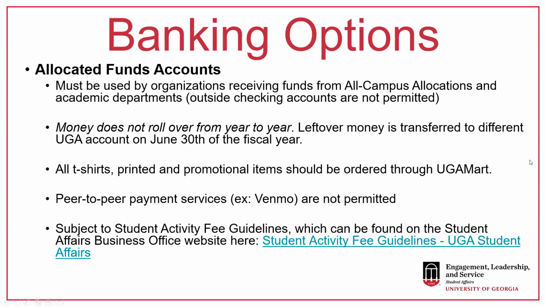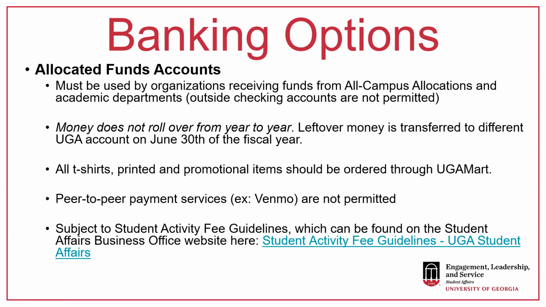An additional banking option is allocated funds accounts. Allocated funds accounts must be used by organizations receiving funds from all campus allocations and academic departments. Note that outside checking accounts are not permitted for these groups. Money does not roll over from year to year with allocated funds accounts. Leftover money is therefore transferred to a different UGA account on June 30th of the fiscal year.